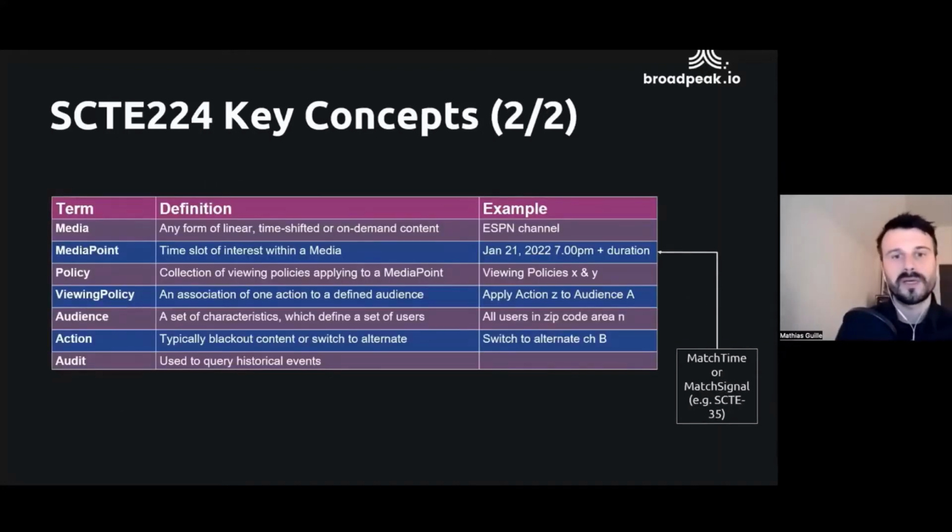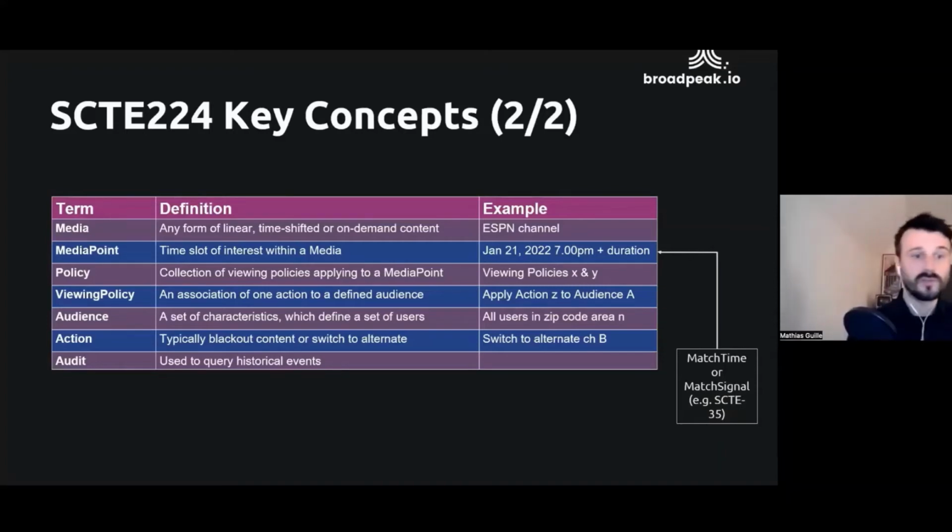So if you think about SCTE224, the data way that you can illustrate it, you have different terms, different definitions, which are the base of the API. First of all is the media, and the media can be any kind of video content. Then the media point. The media point is basically a subpart of that media, so it can be a program in a linear channel, for instance. Then you have the policy. The policy is what you want to apply to a specific media point.